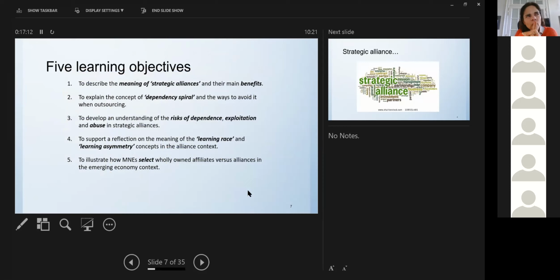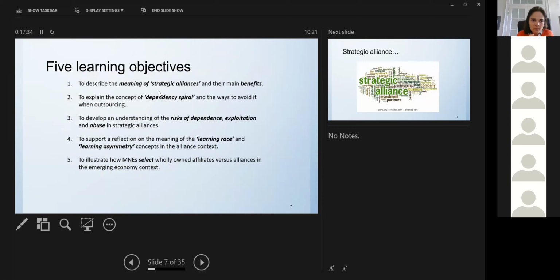So what is offered in chapter 12? Well, the meaning. And so first, of course, we need to be careful about the strategic alliance. What is it? What are the main benefits? Because many companies are doing this, but they work together with competitors. At the same time, they are competitors and they collaborate. And what are the benefits of this?